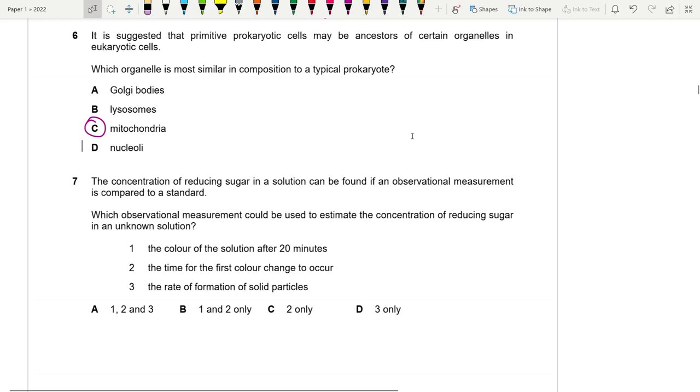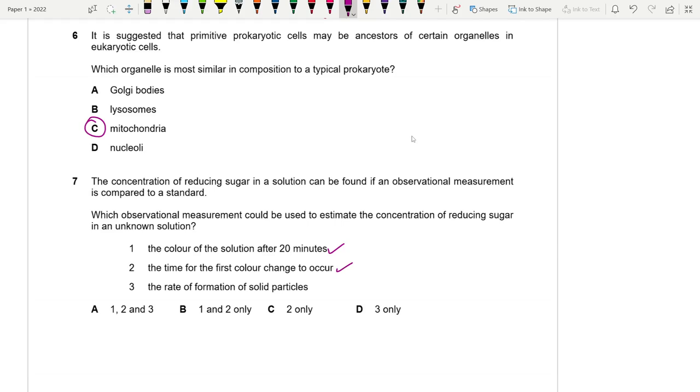The concentration of reducing sugar in a solution can be found if an observational measurement is compared to a standard. Which observational measurement could be used to estimate the concentration of reducing sugar in an unknown solution? Okay, the color of the solution after 20 minutes, that works. The time for the first color change to occur. This is also true, like how long it takes for the color change to occur.